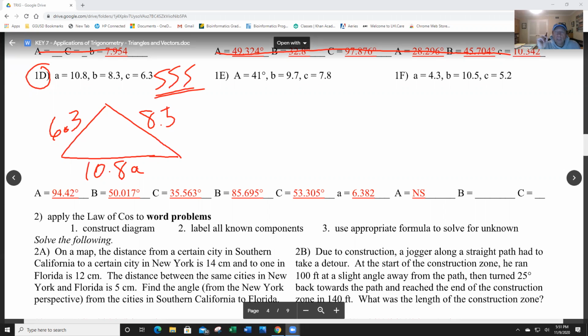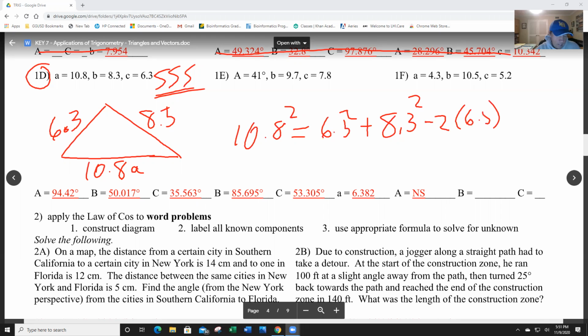Now, please solve for the largest angle first, just in case you would get an obtuse one. You want to make sure you got this. However, I think this whole thing's acute, but we'll see. Okay, so we're going to go 10.8 squared equals 6.3 squared plus 8.3 squared minus 2 times 6.3 times 8.3 cosine A. Wow, long problem. Okay, and again, I'll walk you through this.